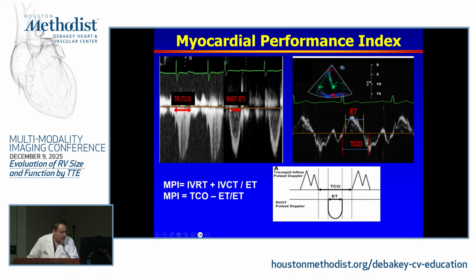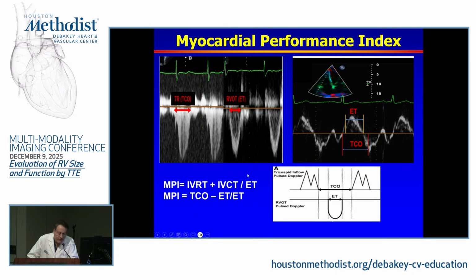So ejection time is obtained from the RV outflow tract, in the parasternal short axis view, for example, and it's the time between onset of flow and end of flow. And then I go to the tricuspid inflow and I measure the time between the end of the A velocity for one cardiac cycle and the onset of E velocity for the other cardiac cycle. And that includes all time intervals. Subtract from that the ejection time, and you end up with the numerator.